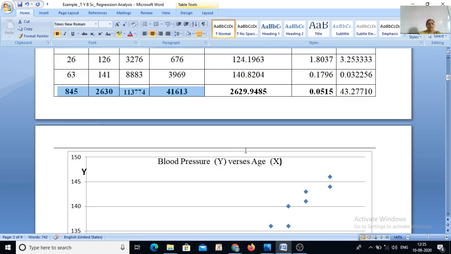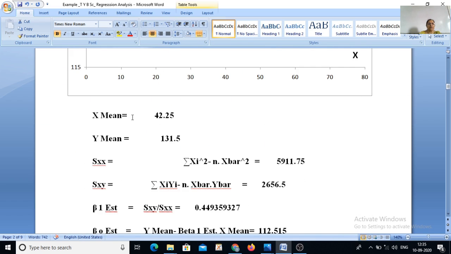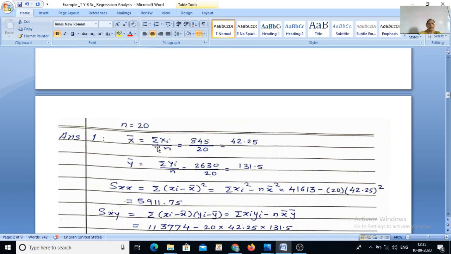Okay, now I am going to use these sums, sums of squares and sums of products to find the x mean, that is x bar. Okay, so what is my x bar? My x bar is summation of xi upon n, where n is 20. Similarly y bar is summation of yi upon n.